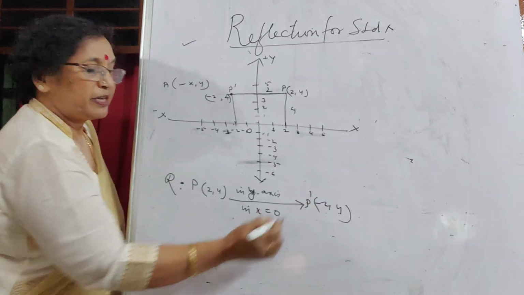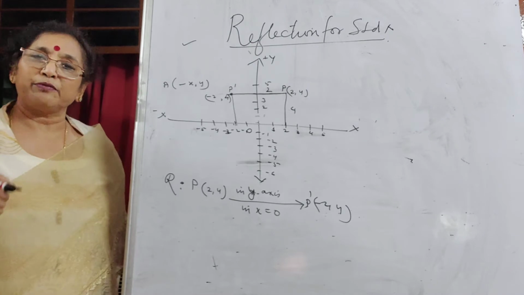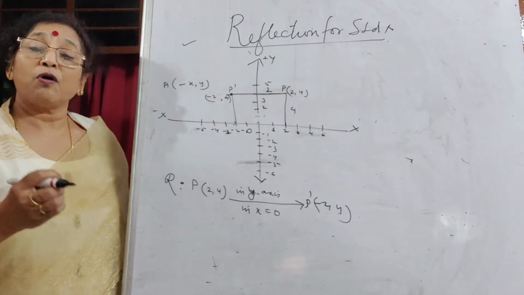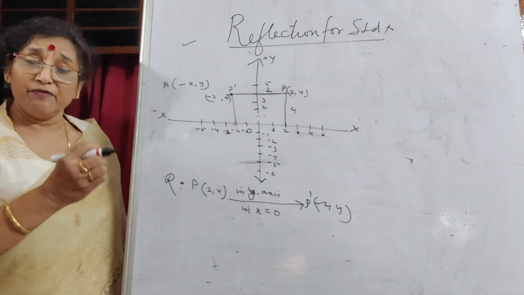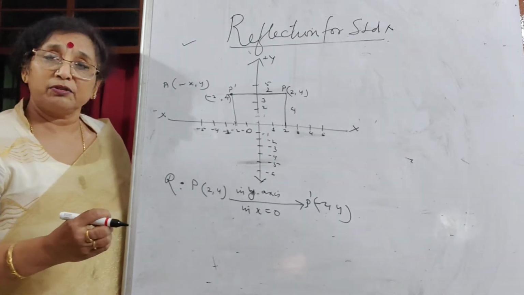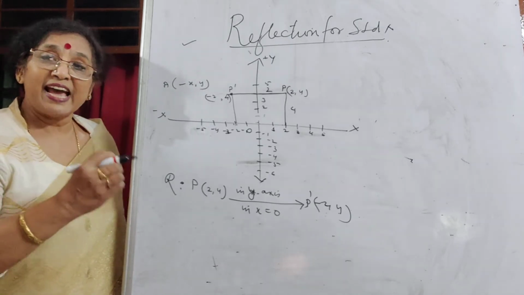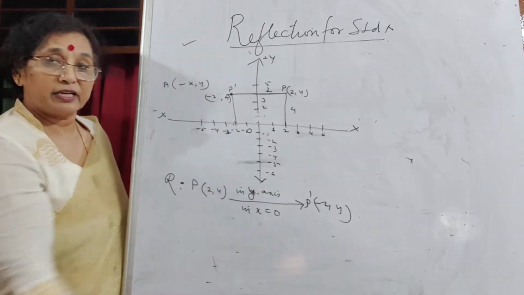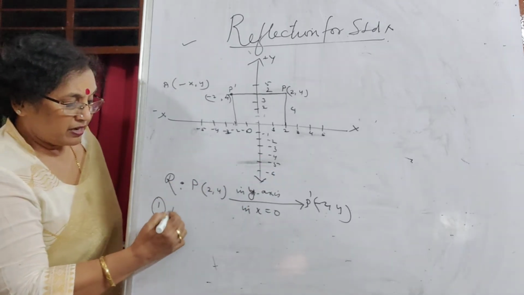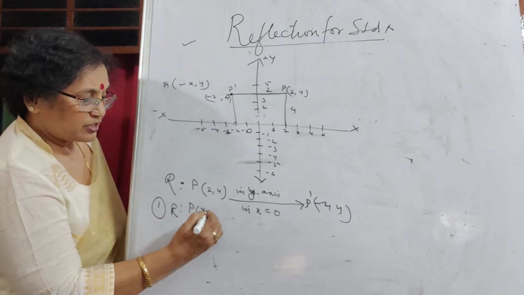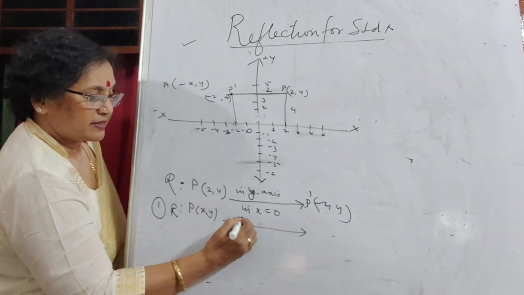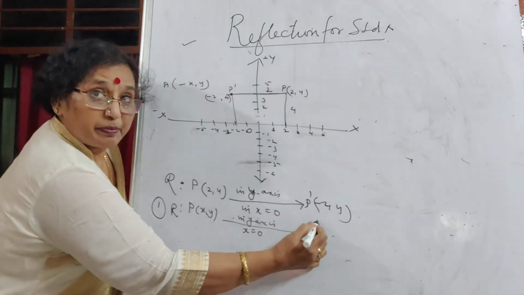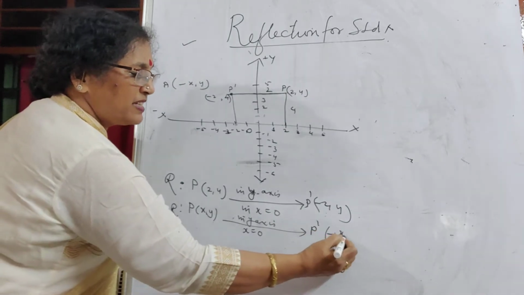Coordinates have changed, so name it P dash. Reflect P, this is the language used: reflect P (2, 4) in the y-axis, or in the line x equals 0, both the same, to P dash. So find the coordinates of P dash, and that's (-2, 4). So what is formula number 1? The reflection of a point (x, y) in the y-axis, that is also x equals 0, is P dash, that is (-x, y).